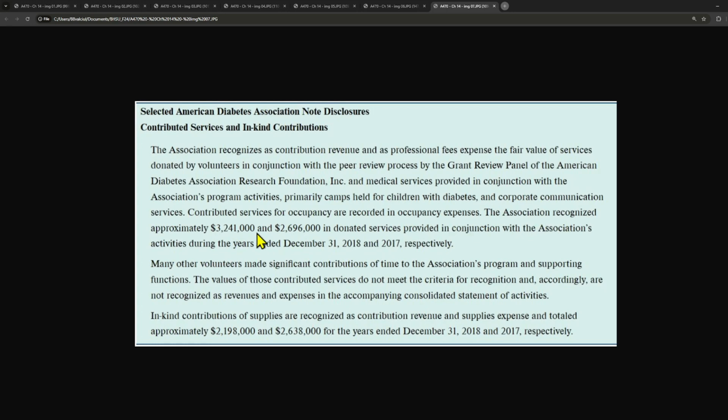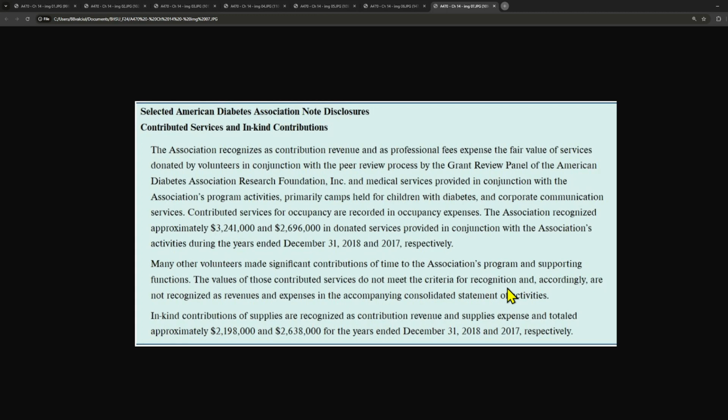The association recognized $3 million and $2 million in donated services provided in conjunction with the association's activities. In other words, those services to where if they didn't have volunteers do it, they'd have to go out and pay for it to be able to provide their programs or to do their mission. That would be considered that they could list as a donation. But you notice this next paragraph here. Many other volunteers made significant contributions of time, but the value of those contributed services do not meet the criteria for recognition and are accordingly not recognized as revenue and expenses in the consolidated statements.